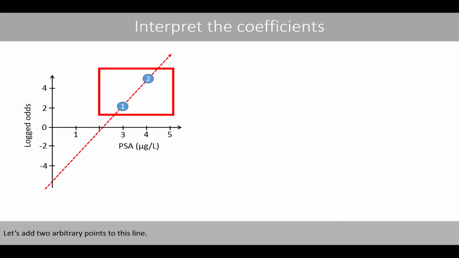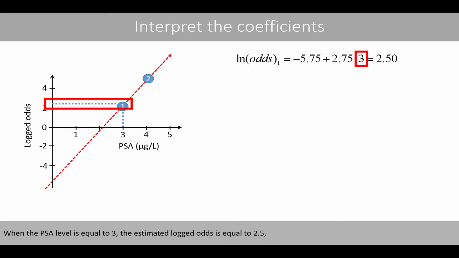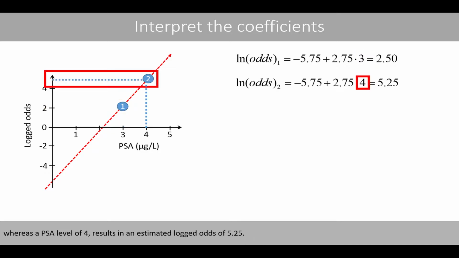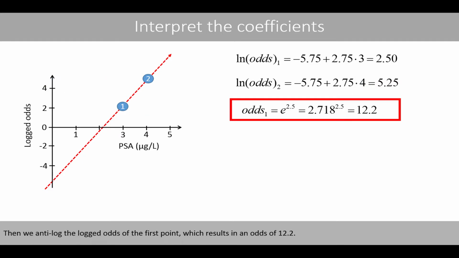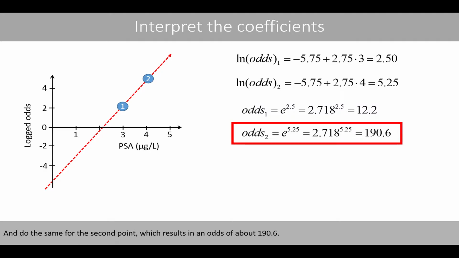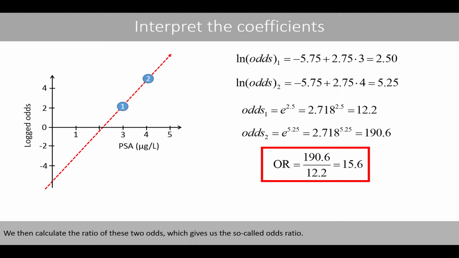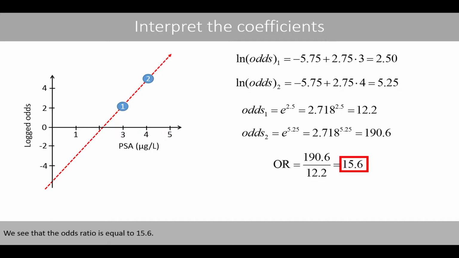Let's add two arbitrary points to this line. When the PSA level is equal to 3, the estimated logged odds is equal to 2.5, whereas a PSA level of 4 results in an estimated logged odds of 5.25. Then we antilog the logged odds of the first point, which results in an odds of 12.2. And do the same for the second point, which results in odds of about 190.6. We then calculate the ratio of these two odds, which gives us the so-called odds ratio. We see that the odds ratio is equal to 15.6.